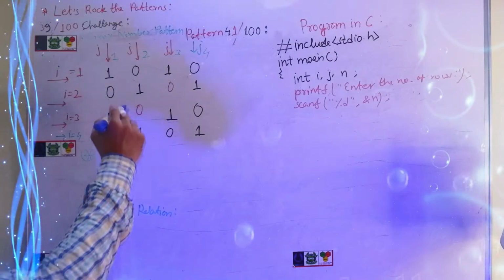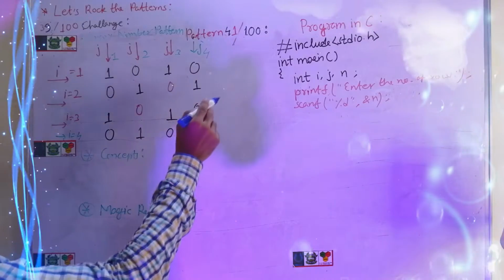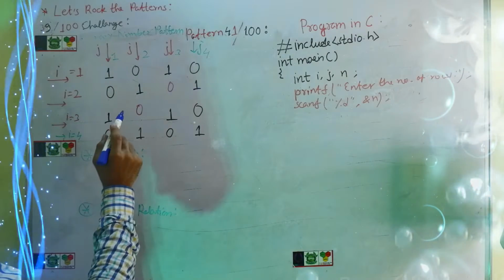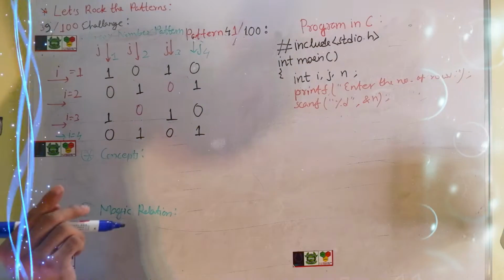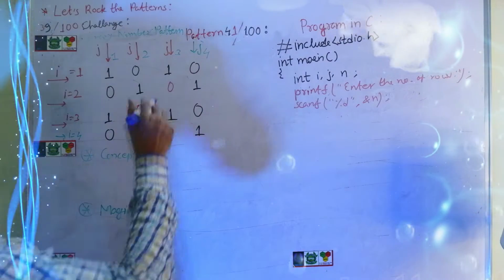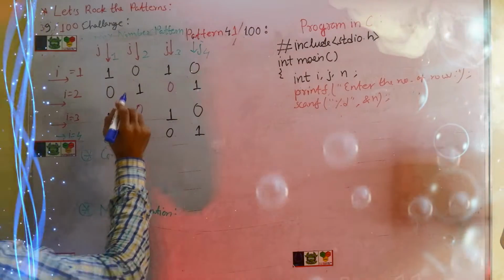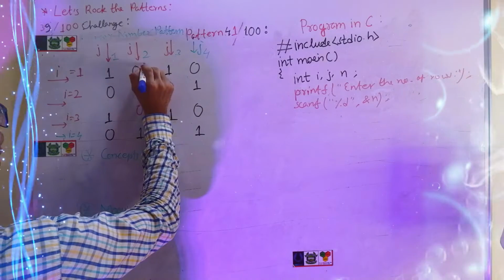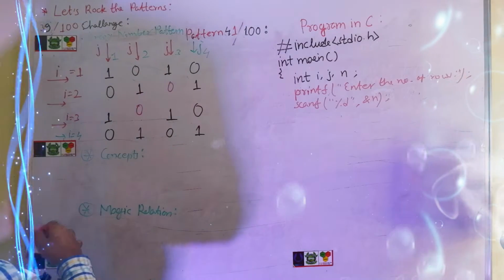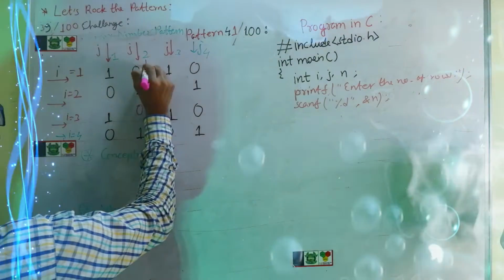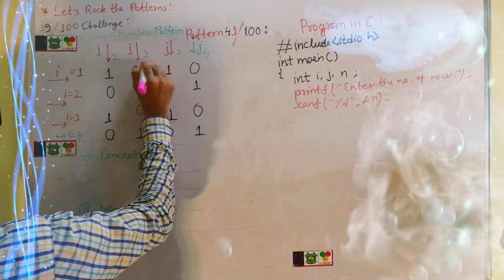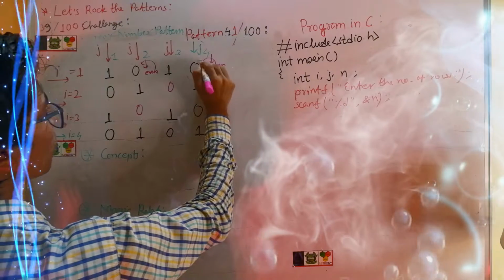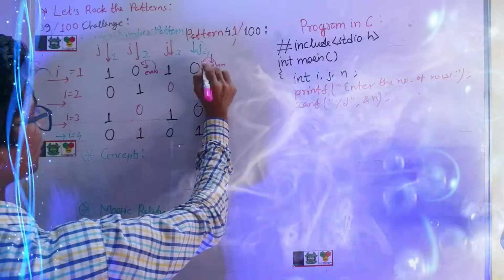Observe it. This is a binary number pattern, 101010. We need to understand when 1 is printed and when 0 is printed. You can take either as a reference, but here we will take 0 as the reference. Just observe: when the value of j equals 2, that is an even number, 0 is printed. For 4, an even number, 0 is printed. That means when j is even, 0 is printed.